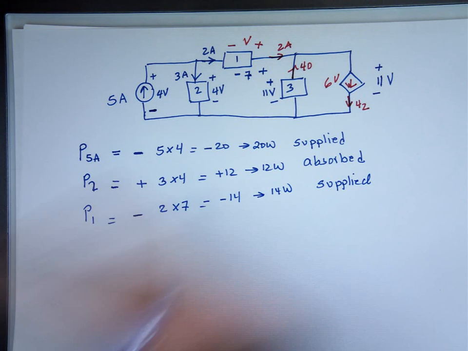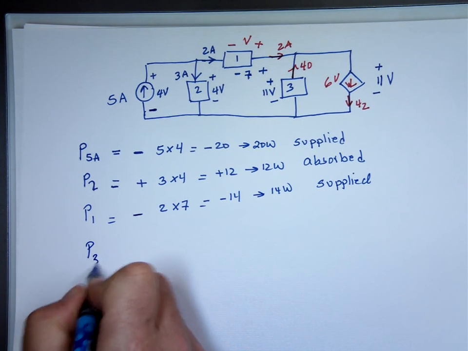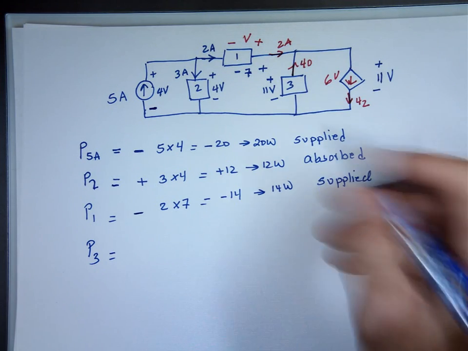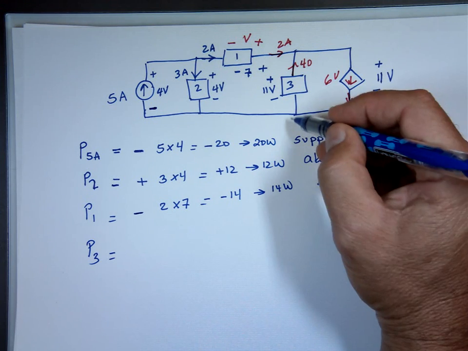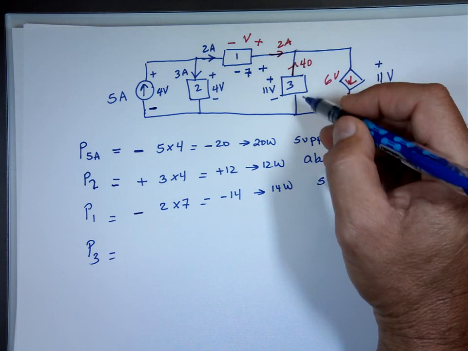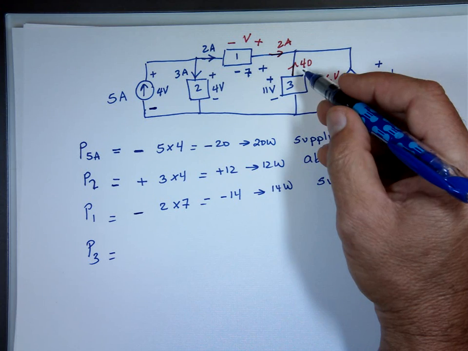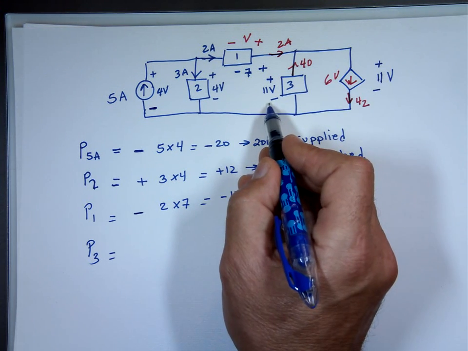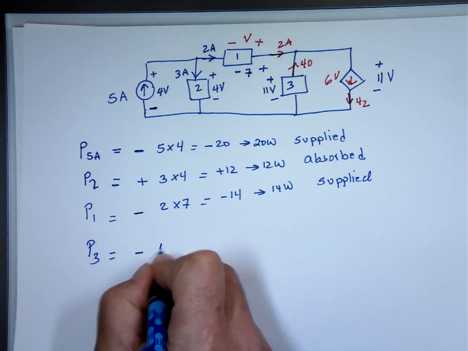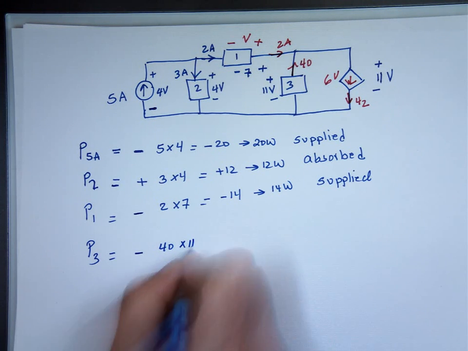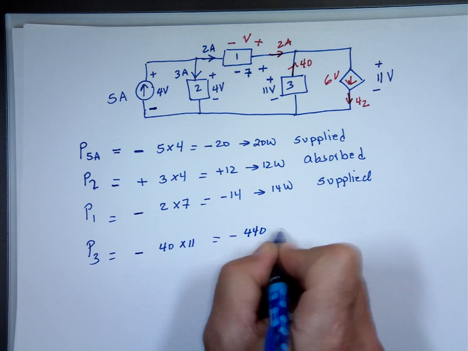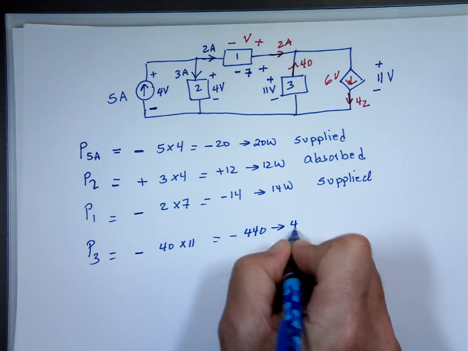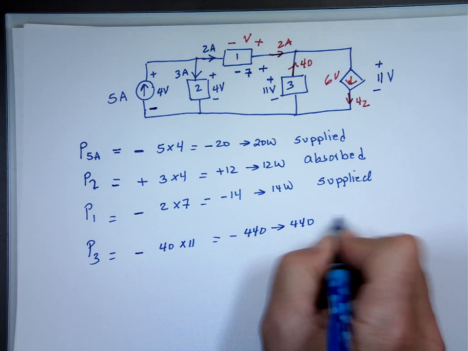Let's look at the 3 here. The current is going up. That means it's coming from the bottom. We get 40 amps entering from the bottom, entering the minus. So that's negative 40 times 11. Is that 44 or 440? That means 440 watts supplied.